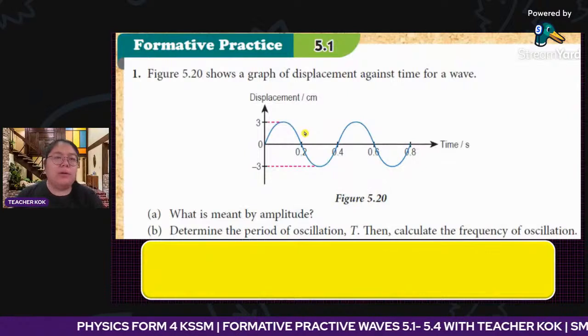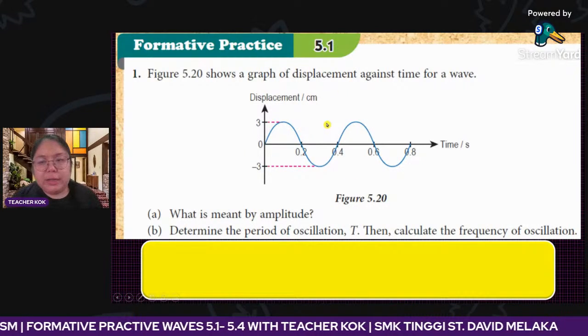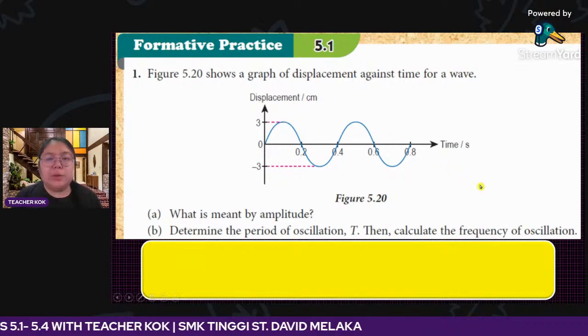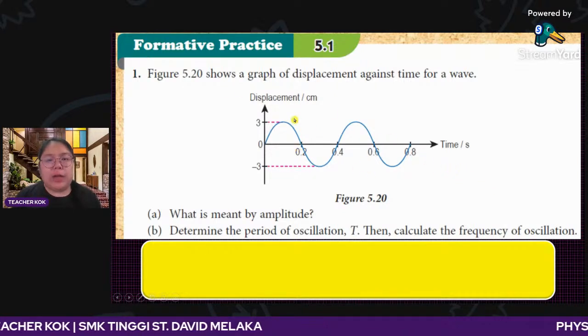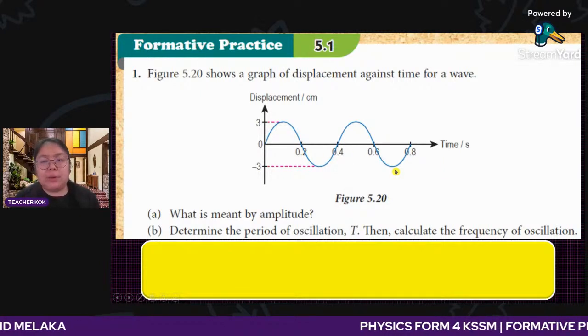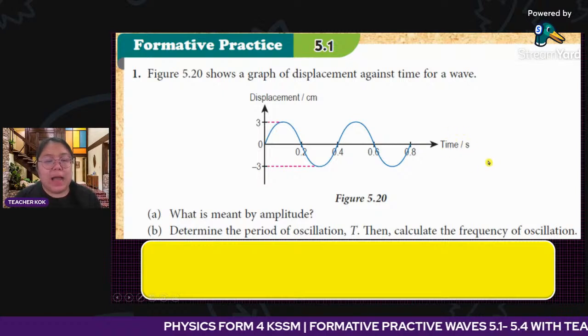The first one is formative practice 5.1. They show you a graph of displacement versus time. From here, they show you the amplitude. We cannot see the wavelength; you can only see the period, because the horizontal axis is the time taken.